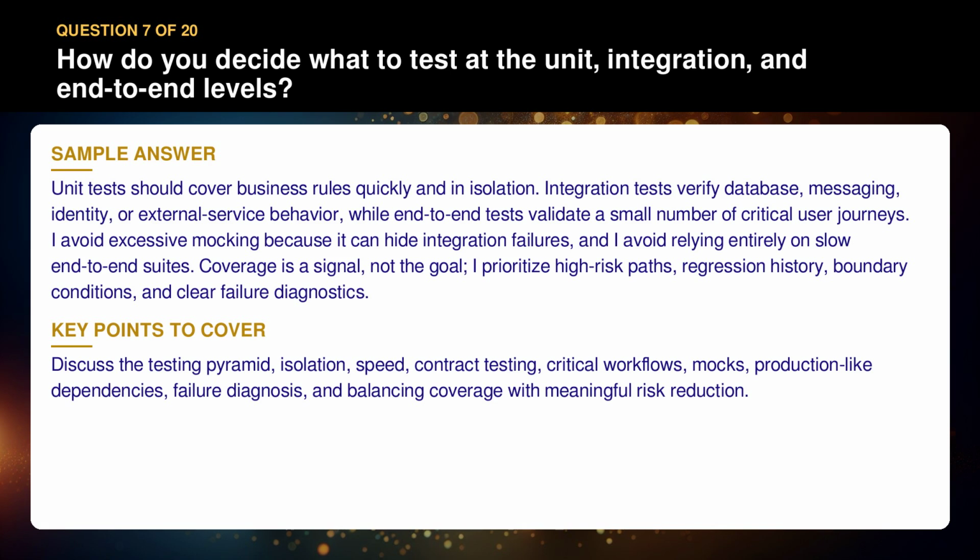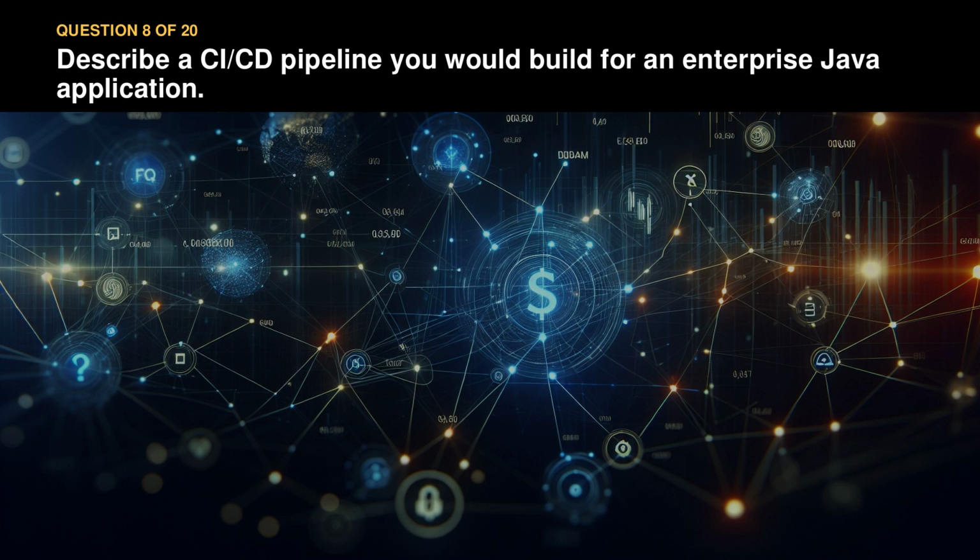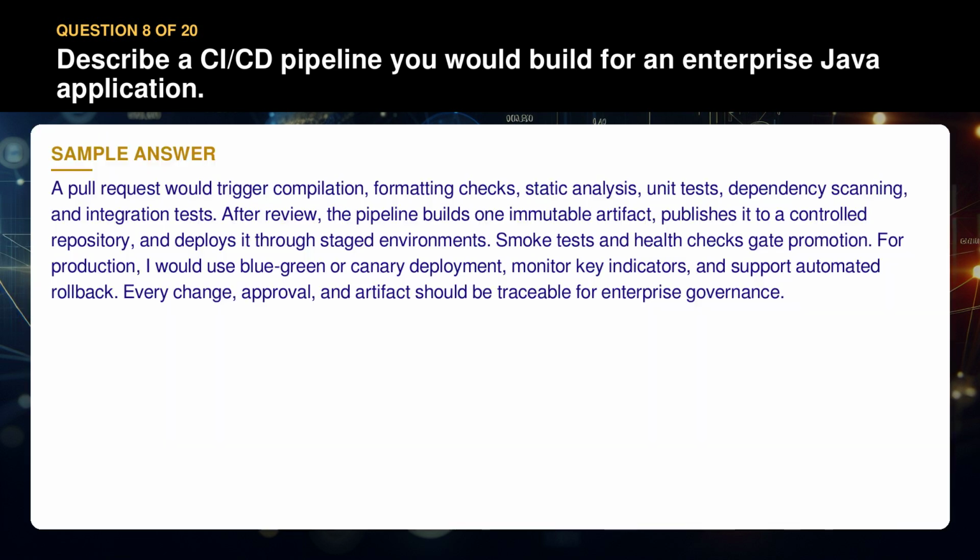risk reduction. Question 8. Describe a CI/CD pipeline you would build for an enterprise Java application. A pull request would trigger compilation, formatting checks, static analysis, unit tests, dependency scanning, and integration tests. After review, the pipeline builds one immutable artifact, publishes it to a controlled repository, and deploys it through staged environments. Smoke tests and health checks gate promotion.